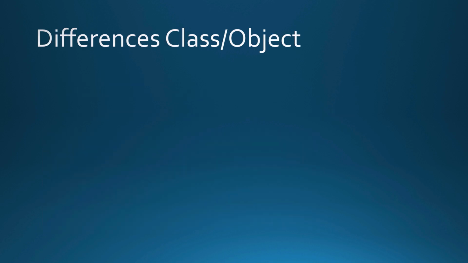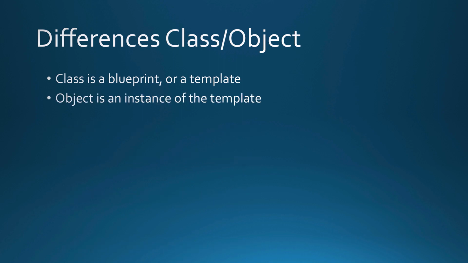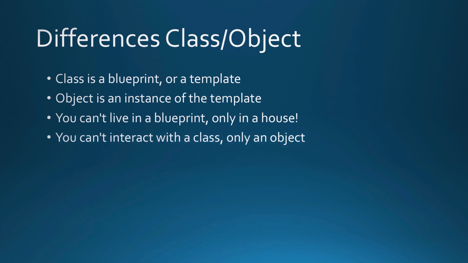It is important to understand the differences between a class and an object. So a class is a blueprint or a template. An object is an instance of the template. So you can't live in a blueprint, but you can live in a house. You can't interact with a class, only an object.